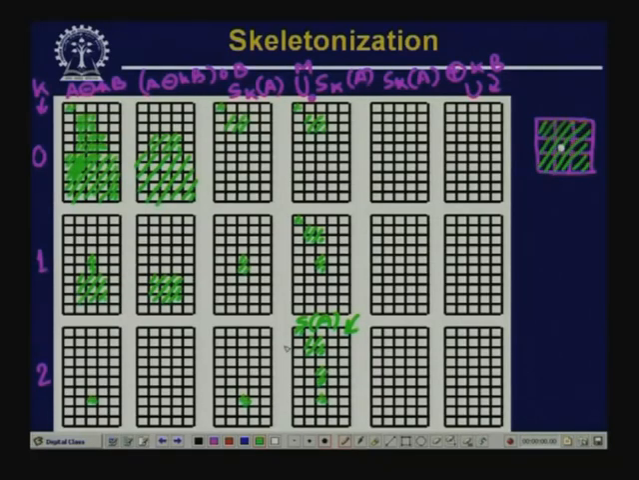So, here we find that in the fifth column, which is nothing but SK(A), that is the subskeleton of A, eroded successively K times with the structuring element B. If I do this, then this particular column will give me this output.